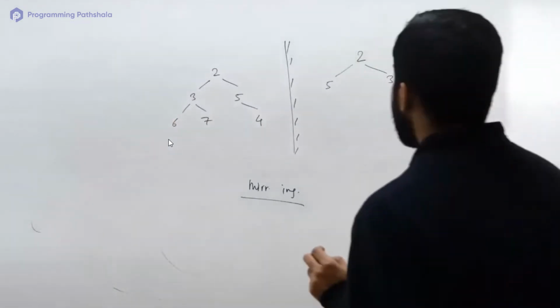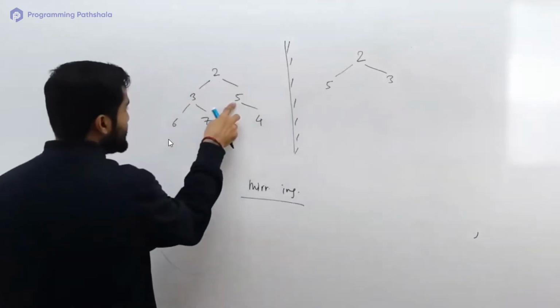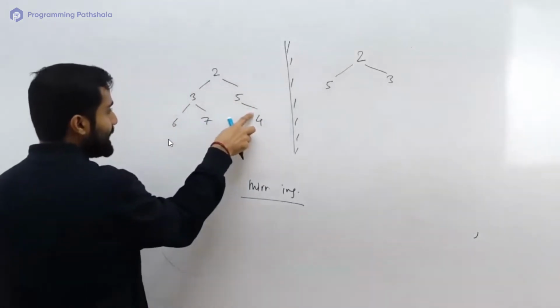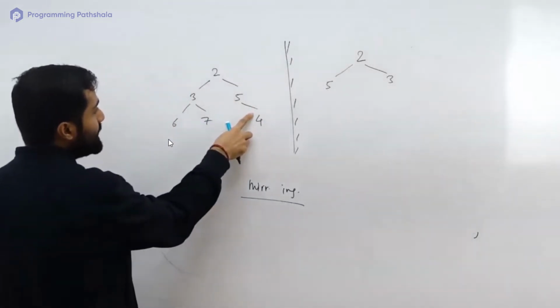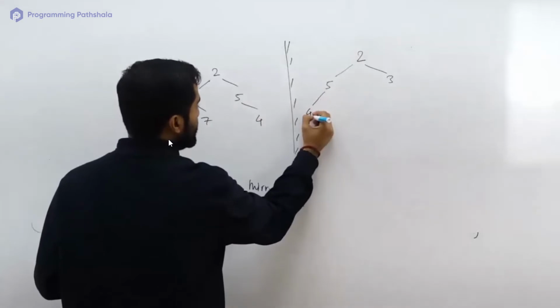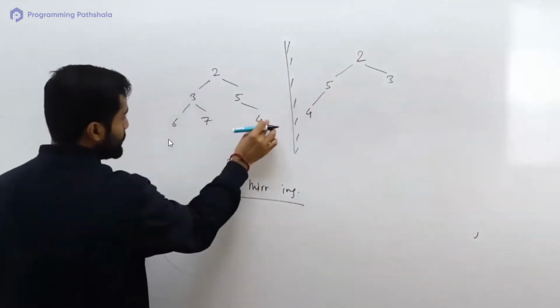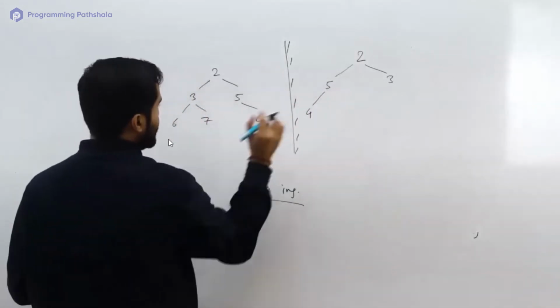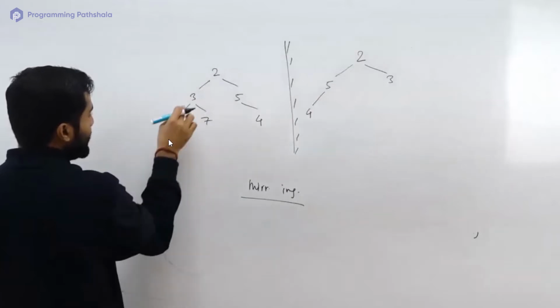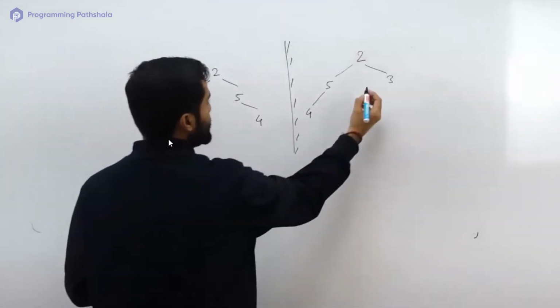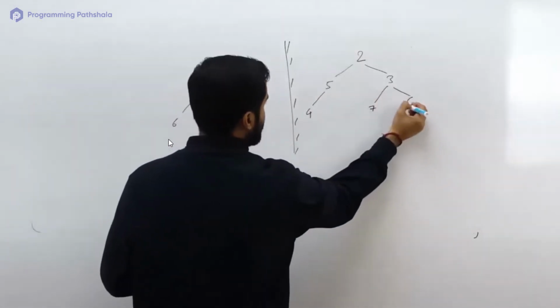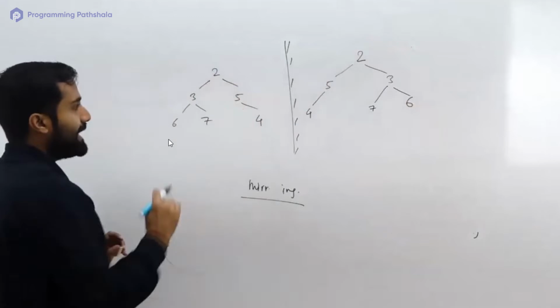The same thing will happen for 5 also. Its left child was null and right child was 4. So now the left child will be 4 and the right child will be null. So you can see this 4 is here and this null is there. And for this 3 again, the left and right, which was 6, 7, will be changed to 7, 6. So this is a mirror image of that.